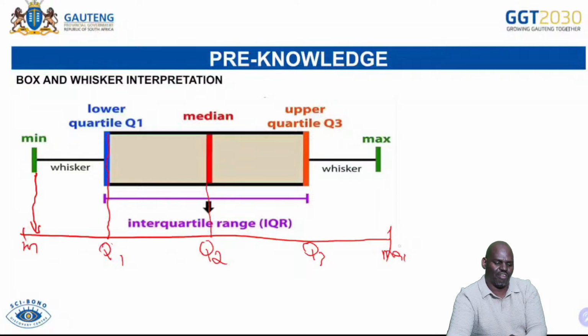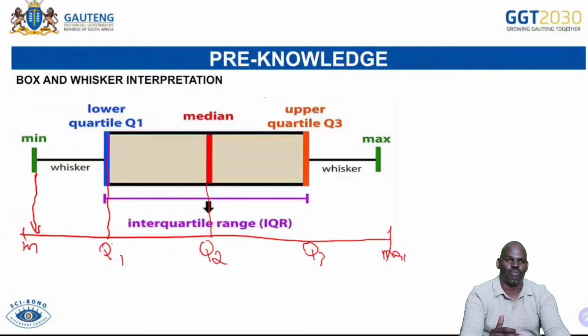So if a number line is given, then you must be able to take that information that is on the box and whisker and compare it with what is on the number line. If it is on the same level as this line here, which is the minimum, then on the number line it must be minimum. Then lower quartile is quartile 1, it might be 25th percentile. And this one is quartile 2 or median. And then this one is upper quartile or quartile 3, and that one is maximum.